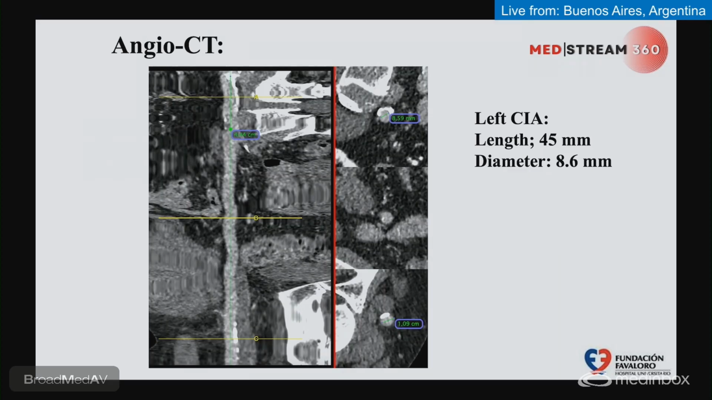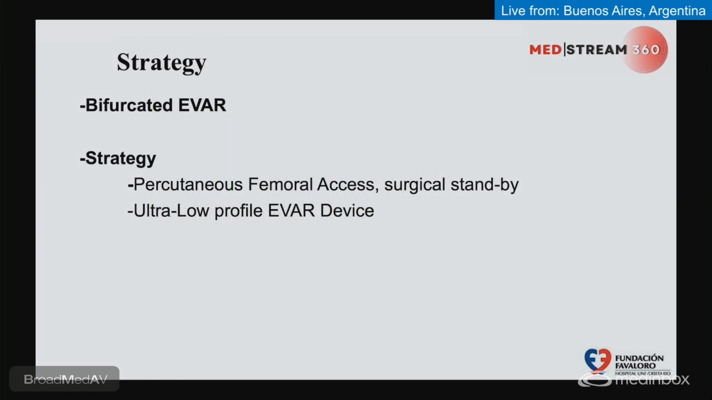And this is the left iliac artery, with calcium at the ostium and also calcium on the common, probably 90 degrees of calcification, with a diameter between 8.6 and 9 millimeters, and then the external is acceptable, with 10 millimeters on the common femoral artery. We are going to use a percutaneous femoral access. We plan to use an ultra-low profile device for this patient.